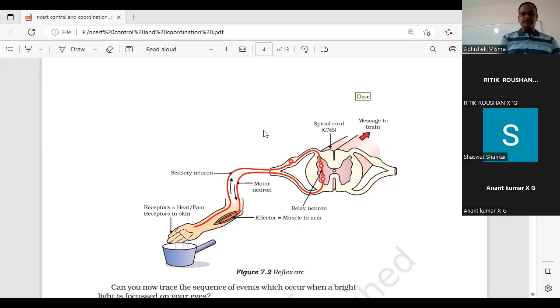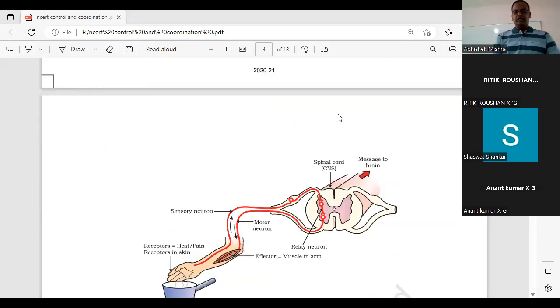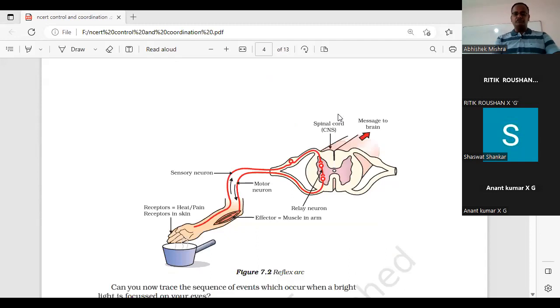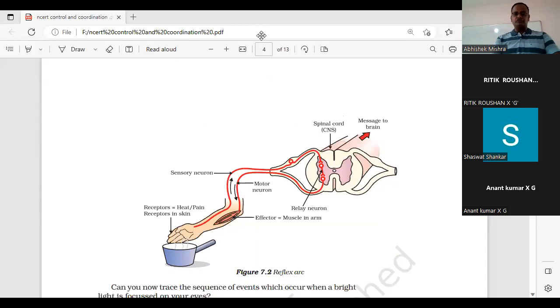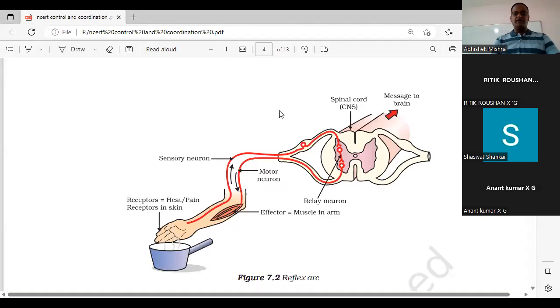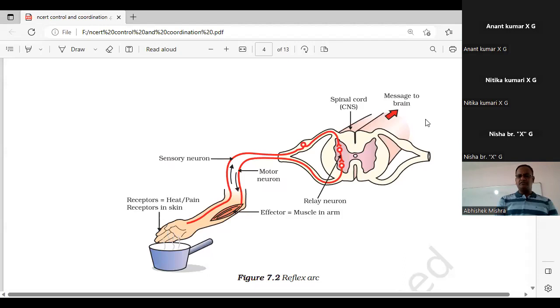But before starting with the human brain, let me have a feedback from you all regarding yesterday's class, or recapitulation. Before going into the discussion of the brain, now students, first, can anyone tell me what do you mean by receptors? These are the portions which we did yesterday. Okay, Anant, Nitika, Nisha, one by one. First, Anant, he raised his hand first.